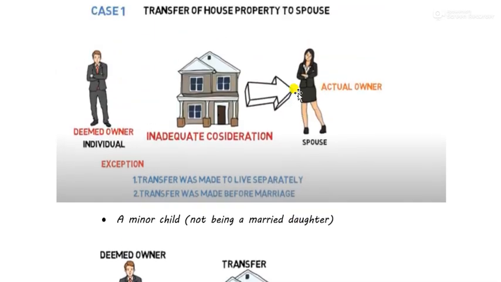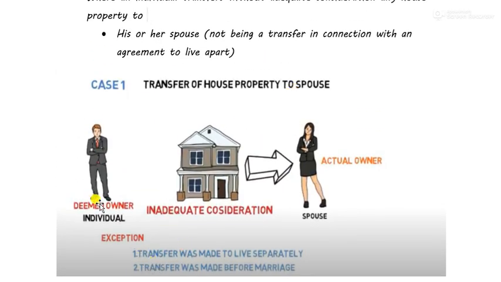And in this also there is an exception. When a person transfers his property to his spouse or her spouse, there is an exception that if the transfer is made to live separately, means if they are divorced, if they are not living together anymore, then the person to whom the house property is transferred will be considered as the owner. Okay.